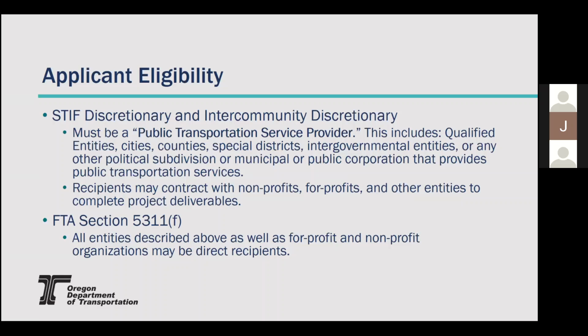So while nonprofits and for-profits are not included in that list, direct recipients of these funds may contract with nonprofits and for-profits and other entities to complete project deliverables. Under FTA Section 5311F, applicant eligibility is broader. It includes nonprofits and for-profits as well as the entities that are listed above. And the difference being, again, that 5311F has sort of a more narrow project eligibility that goes into it.